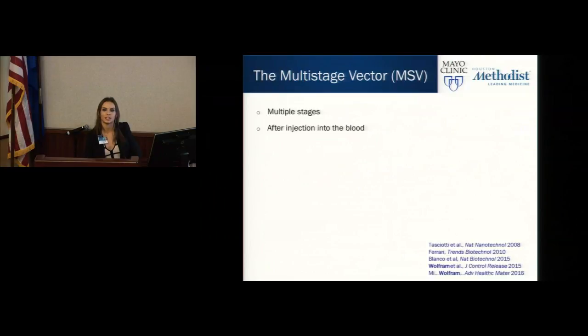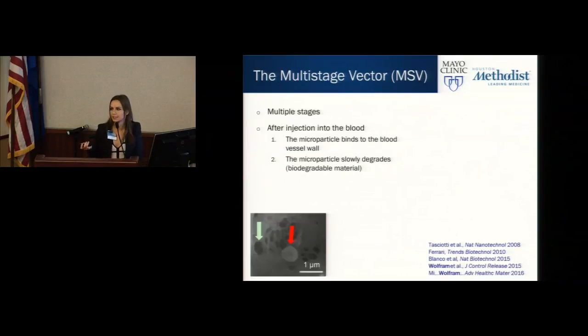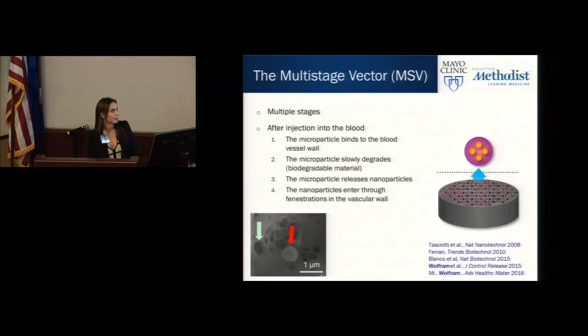So after we inject this MSV, multi-stage vector, into the blood, the microparticle will bind to the blood vessel wall. Here you see a scanning electron microscopy image. You see the multi-stage vector bound to the endothelium, and then you see these characteristic fenestrations that are present in tumor vasculature. And then the microparticle will slowly degrade because porous silicon is a biodegradable material, and as it degrades, it will release these nanoparticles that can then enter through the fenestrations in the vascular wall.